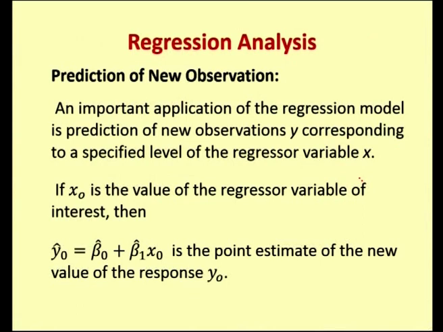Now, the next topic under regression analysis would be the prediction of new observation, that is estimation of new observation, and this is an important application of the regression model. The prediction of new observations y corresponding to a specified level of the regressor variable x is being carried out. If x naught is the value of the regressor variable of interest, then y naught cap is equal to beta naught cap plus beta 1 cap x naught is the point estimate of the new value of the response variable y naught. And here we will develop a prediction interval for the future observation y naught.